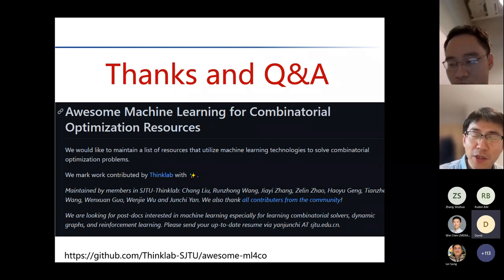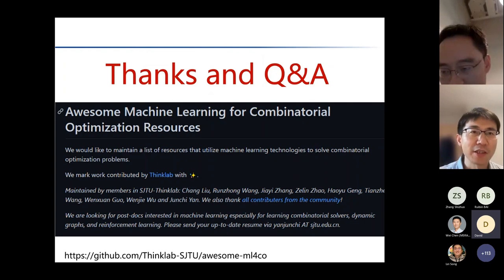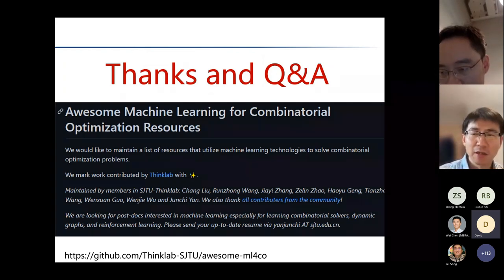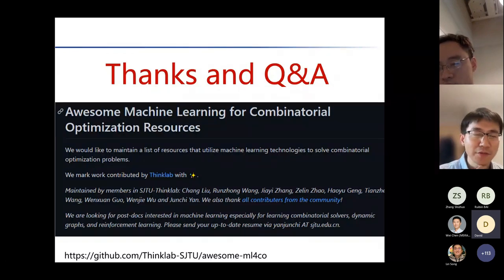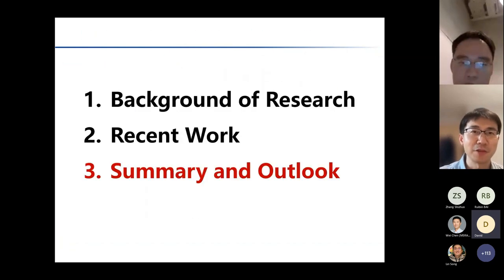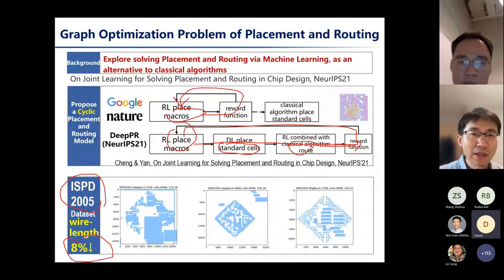I'm always curious. When people use RL, in particular in your case, when you use RL to try to solve some combinatorial optimization, how difficult is it to generate useful data for training? Because in many combinatorial problems, even finding a feasible solution is already difficult.